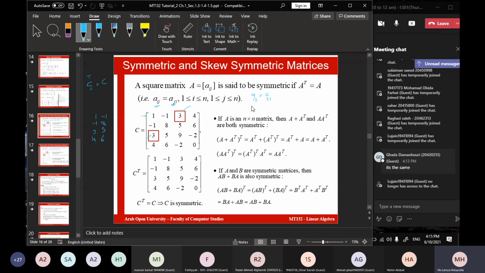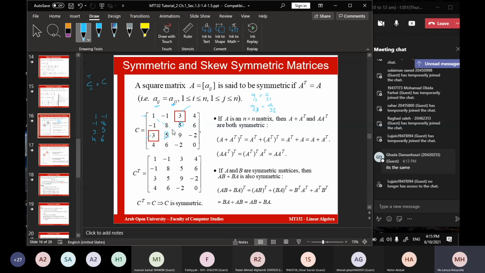Then for another example, let's take A2, for example 2. This is the diagonal, leave it. A23 is equal to A32, for example. Okay, A23, what is A32? So they are the same.